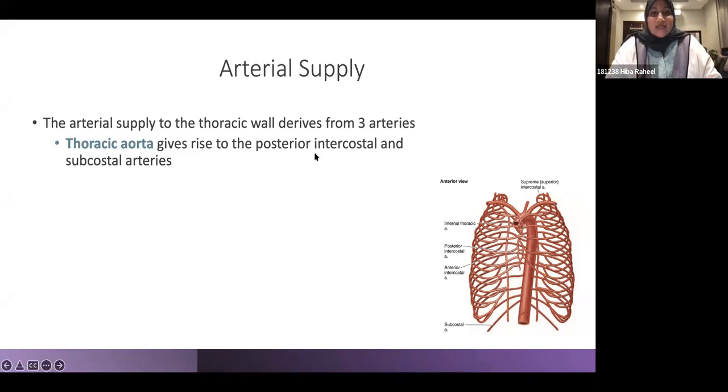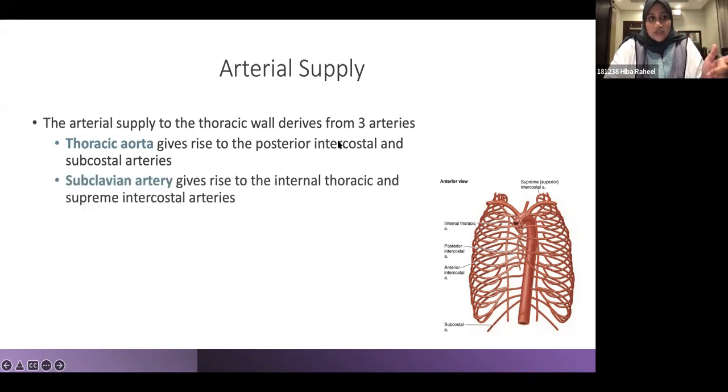So the thoracic aorta gives posterior intercostal and subcostal arteries. There are two subcostal arteries, one on each side. The subcostal artery is the last artery, under the 12th rib, the floating rib. It's similar to the subcostal nerve. Underneath the 12th rib that is floating, we have an artery, a nerve, and a vein. Three things. So the thoracic aorta, from the back, gives rise to posterior intercostal arteries and subcostal arteries.